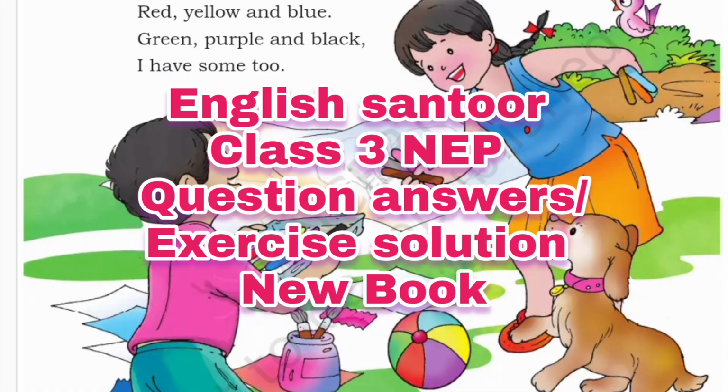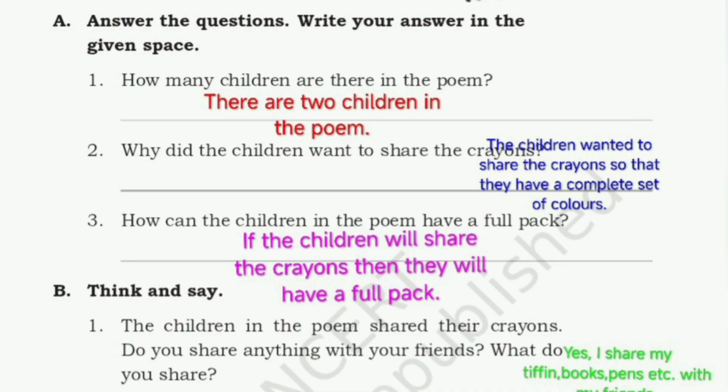So let us start to solve question answers and exercise of this lesson. Chapter 1 Colors. A. Answer the questions. Write your answer in the given space. First question is, how many children are there in the poem? Answer is, there are 2 children in the poem.